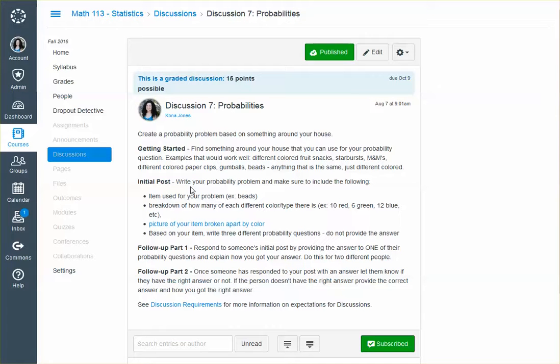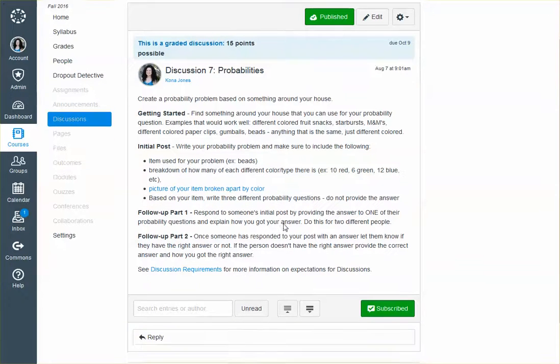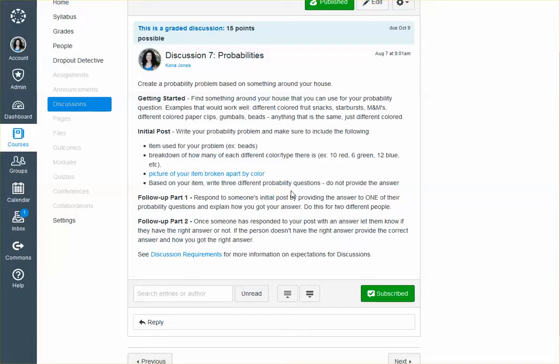Initial post, write your probability problem and make sure to include the following. Item used, the breakdown of how many of each different color or type there is, for example 10 red, 6 green, 12 blue. A picture of your item broken apart by color, so that way people can actually see what you're talking about. And then based on your item, write 3 different probability questions.